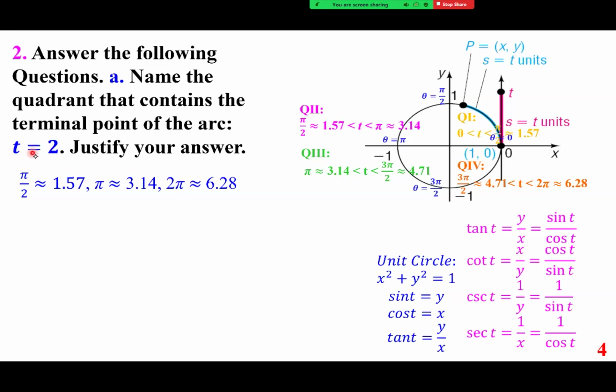So what was this number? 2. So all you have to do, look at the numbers. And 2 is here, between 1.57 and 3.14 clearly.